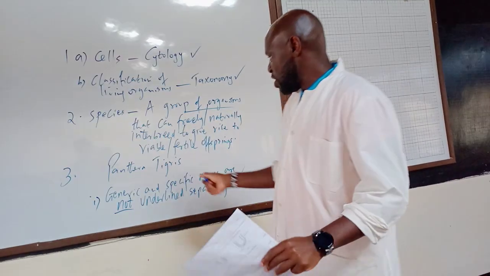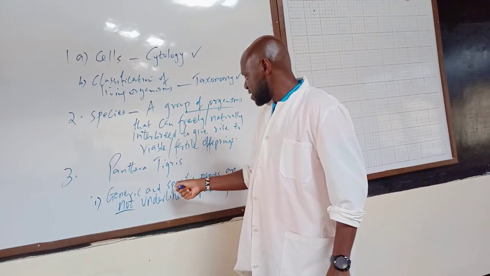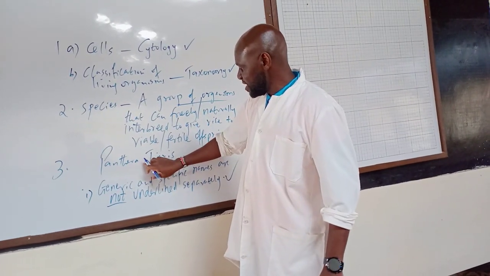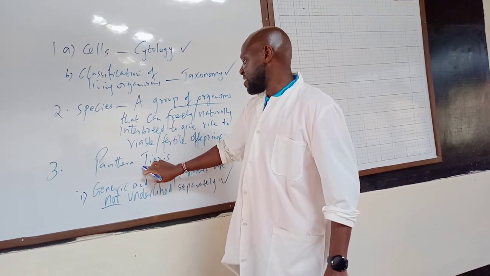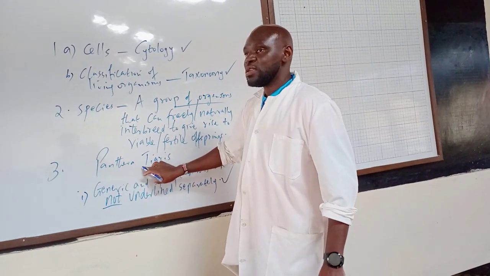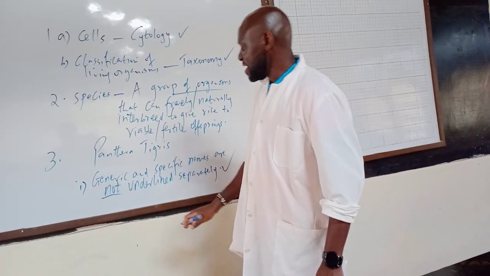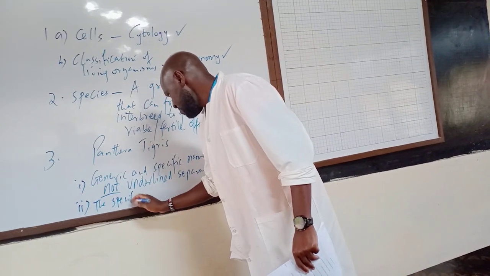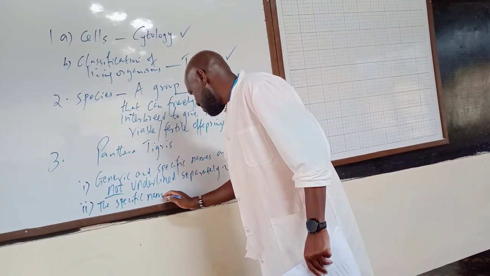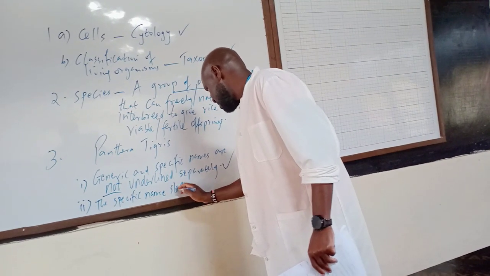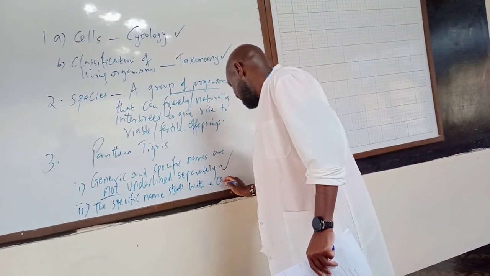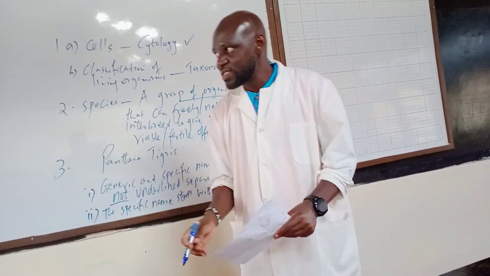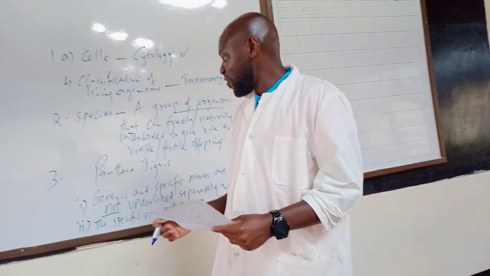And then mistake number 2, look at this. If you are writing the specific name, the second name, you're supposed to write the specific name in small letters, but you can see that the first letter of the specific name starts with a capital letter. So that is the second mistake: the specific name starts with a capital letter. Those are the 2 mistakes for that question.